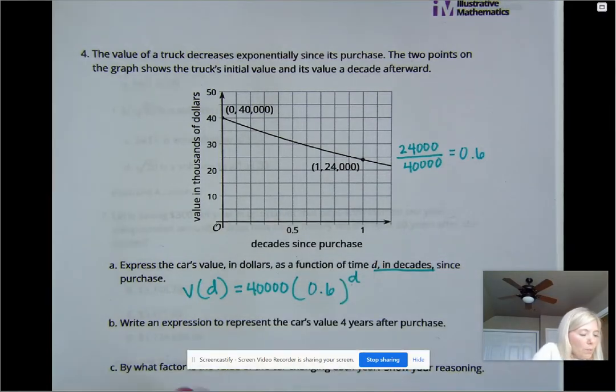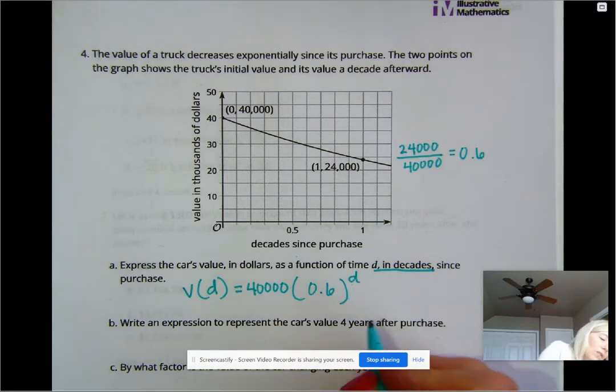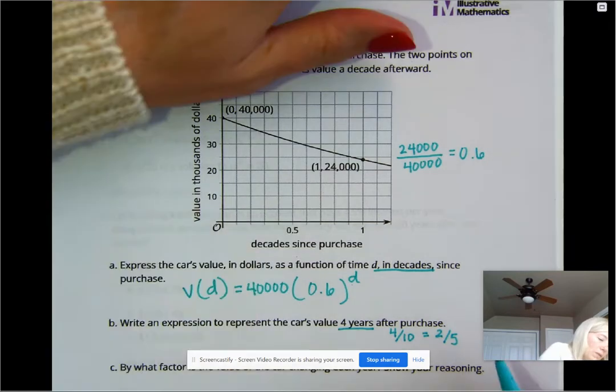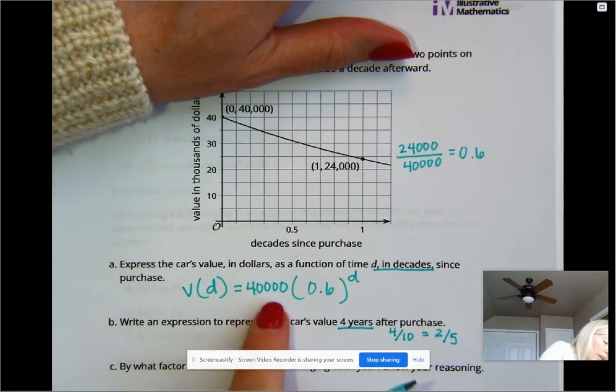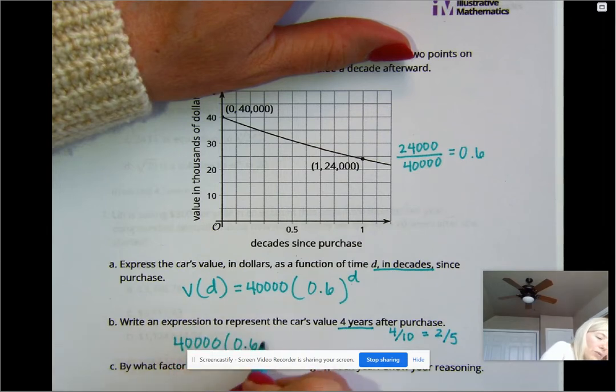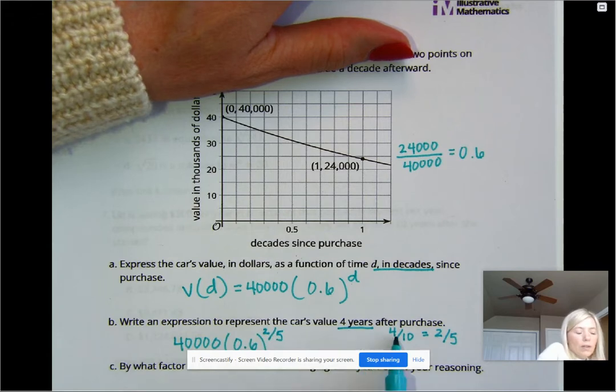And now write an expression to represent the car's value 4 years after its purchase. So 4 years is 4/10 of a decade or 2/5 of a decade. And so I'm going to use this idea and say, okay, so 40,000 times 0.6 to the 4/10 or 2/5. I'm going to use the reduced form of that fraction, 2/5. So 4 years later is 4/10 or 2/5 of a decade.